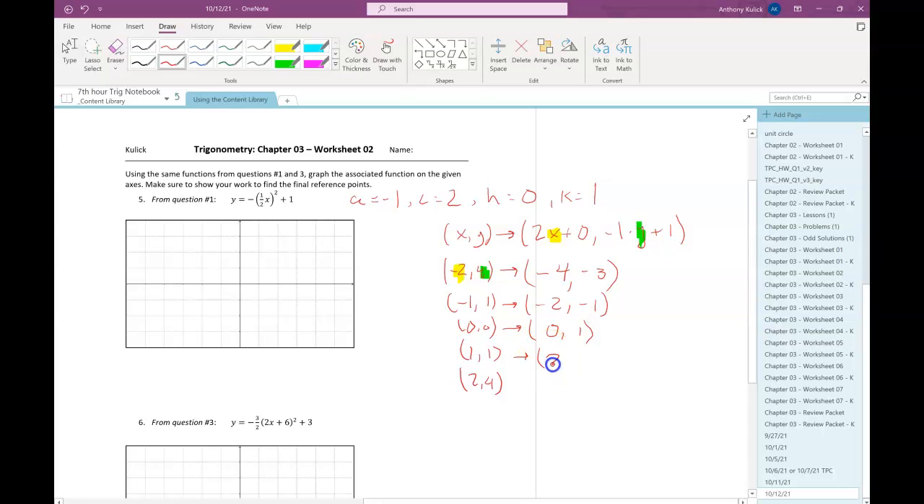Oops. Oh my goodness, that's a 0 there. Great googly moogly. And then what's that? 4, -3 again.